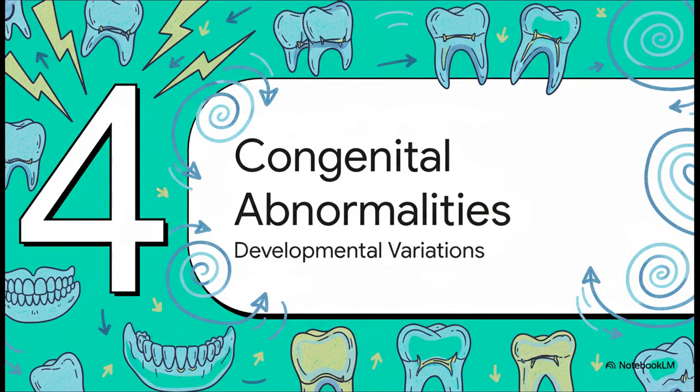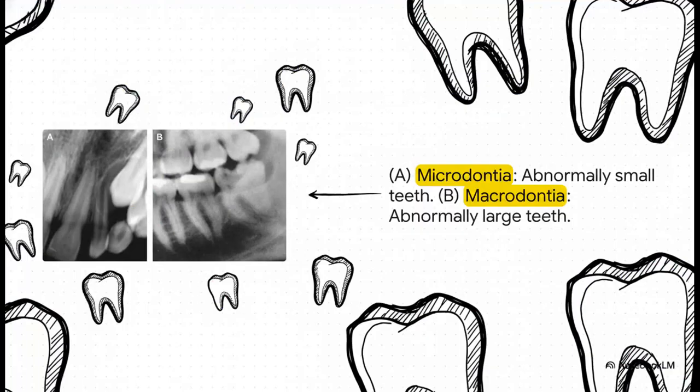Okay, let's switch gears. We've talked about things that happen to teeth during life. Now let's talk about teeth that are just born a little different. We're going to do a quick fire round of some key congenital abnormalities you need to be able to spot. First up, let's talk size. This one's pretty straightforward. On the left, you have microdontia, which just means abnormally small teeth. The classic example that everyone knows is the peg lateral incisor. And on the right, you've got the exact opposite, macrodontia, or abnormally large teeth.